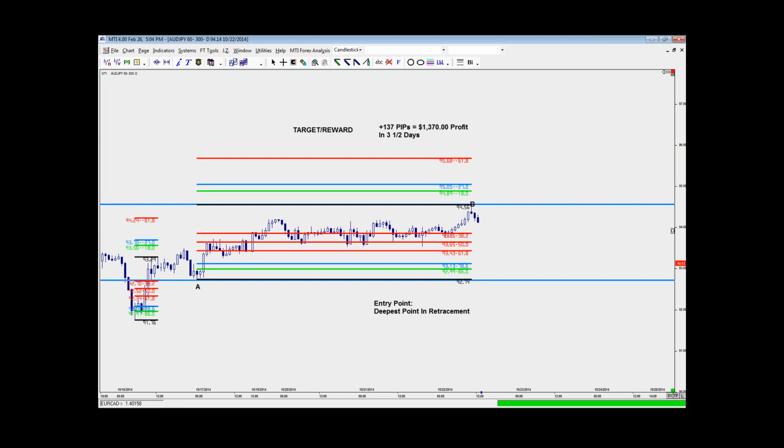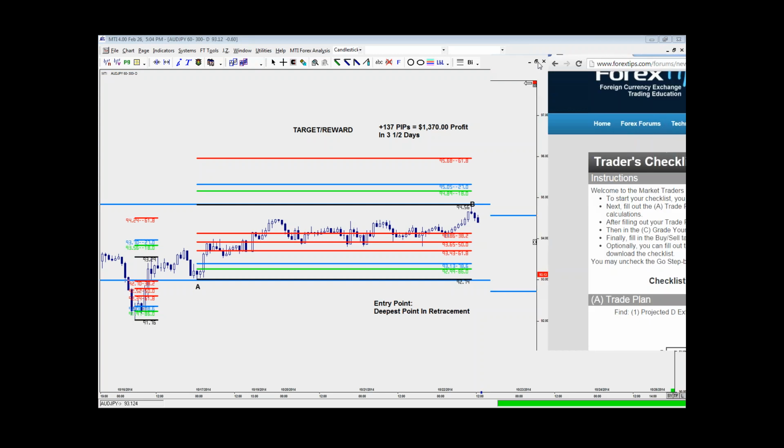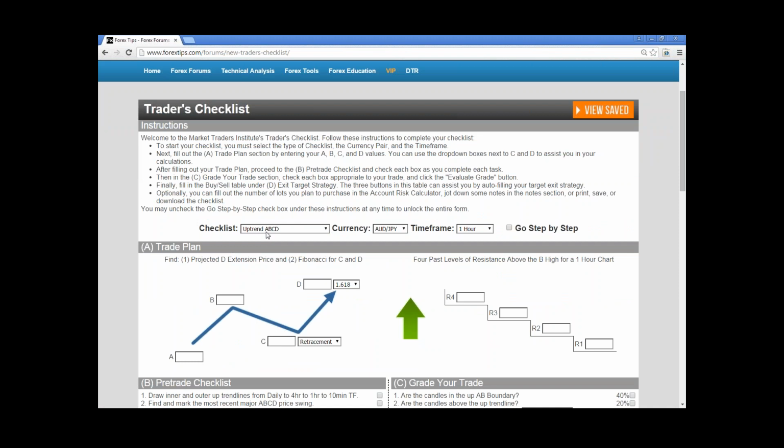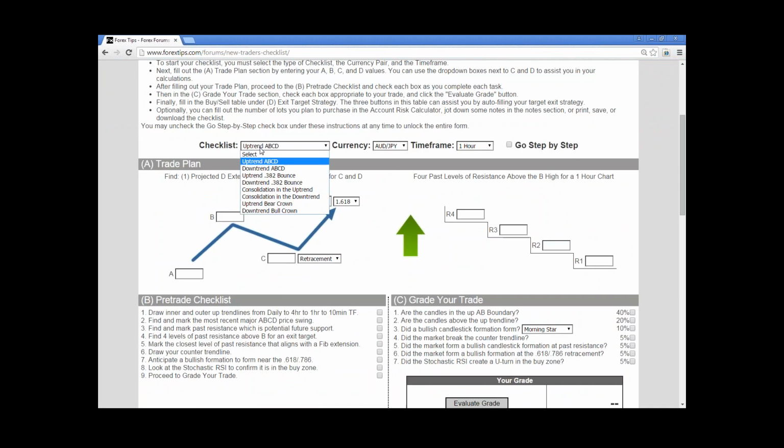And here's why I'm asking you that question, is because what I'm going to show you right now is actually proprietary to MTI. This is called our Pro Traders Checklist. We have multiple different checklists we can use, but we're in an uptrend ABCD, okay? We're on the Australian Japanese yen 1 hour time frame. We're going to input right here our projected extension price, as well as for Fibonacci.